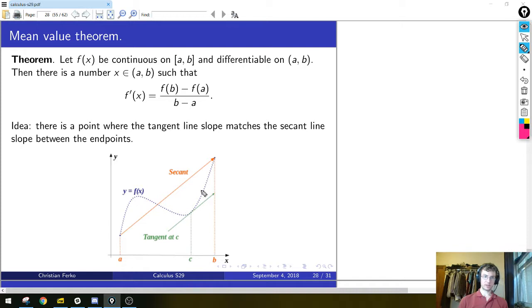So here's a function y equals f of x in blue. The secant line slope is the slope you would get by connecting a comma f of a, here's f of a, with b comma f of b, here's f of b, and you just draw a secant line between those two points. This theorem is telling you that whatever the slope of the secant line is, there must exist some point in the interval whose tangent line slope, the derivative f prime at that point, here called c in the graph, but there's some point c in between where the tangent line slope equals the secant line slope.